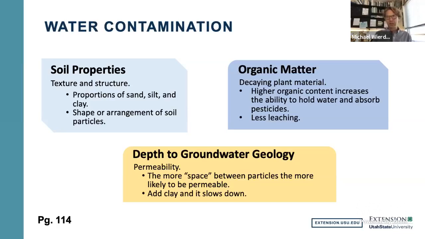Very sandy soils are often very porous and allow movement of water very easily, while soils heavy in clay are often much less porous and the water doesn't move quite as well. And then, of course, the shape or arrangement of the soil particles will also come into play. The presence of organic matter, so decaying plant matter: higher organic content increases the ability to hold water and absorb those pesticides. So more organic matter will hold pesticides more strongly, and that leads to less leaching.